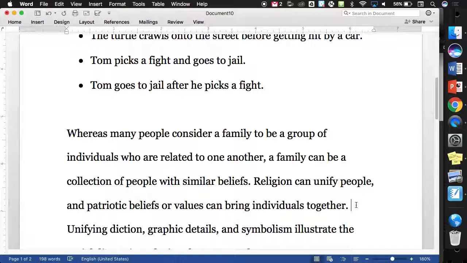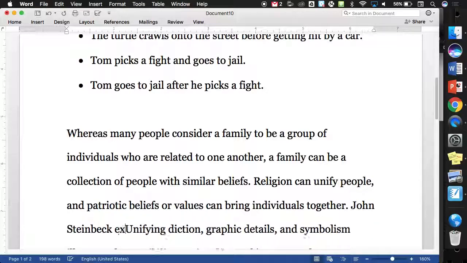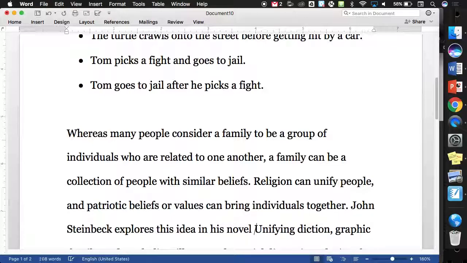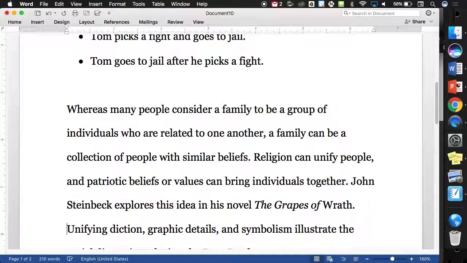What do I need to mention now? I've done my attention grabber. Before I get into my devices, I need to transition into the book. John Steinbeck explores this idea in his novel, The Grapes of Wrath. I have transitioned into the book now.